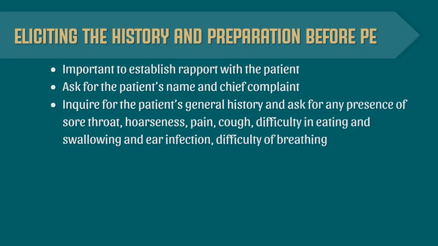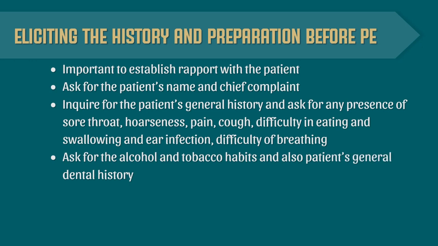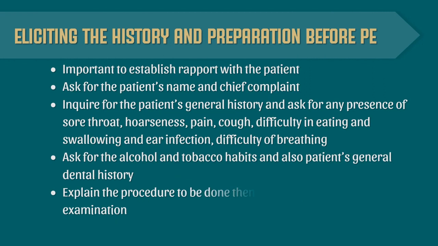Inquire for the patient's general history and ask for any presence of sore throat, hoarseness, pain, cough, ear infection, difficulty in eating, difficulty in swallowing, and difficulty of breathing. Ask for the alcohol and tobacco habits and also for the patient's general dental history. After eliciting the history and explaining the procedure to be done, proceed with the physical examination.